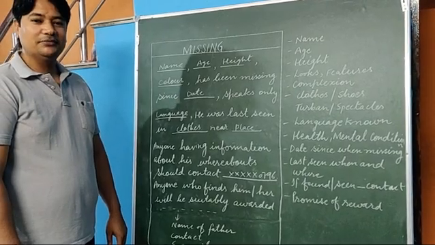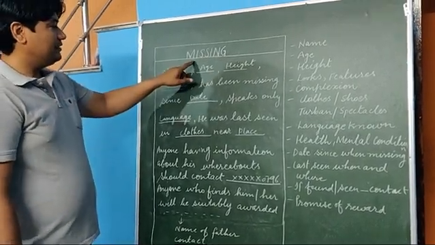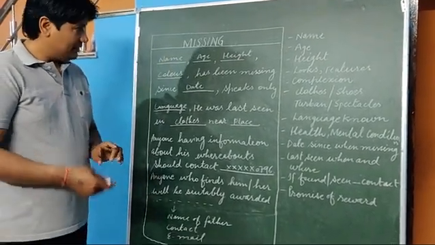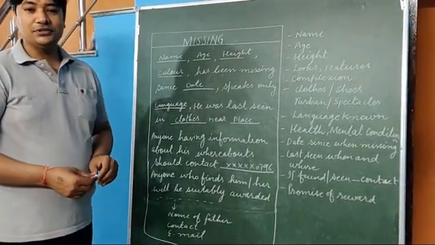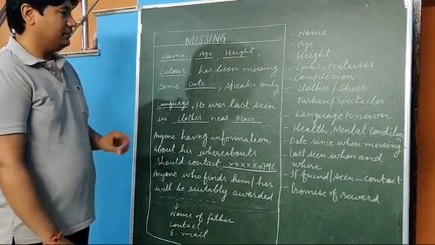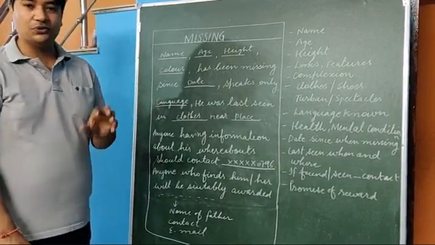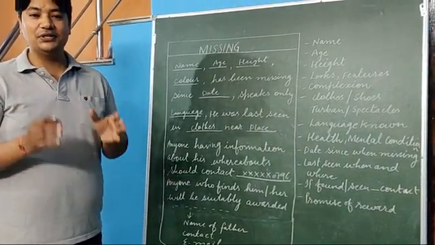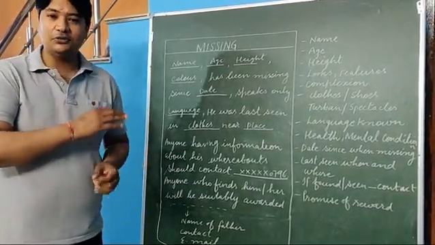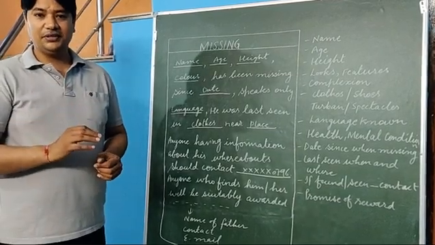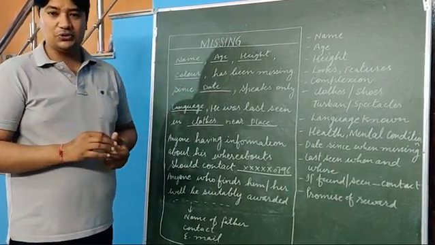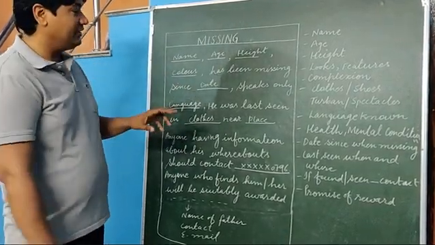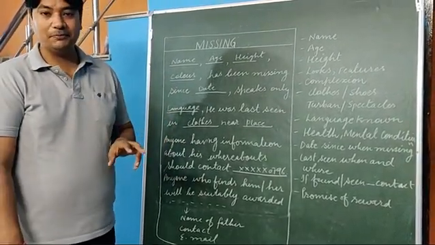Good morning, class 12. Today we shall discuss the next advertisement, missing. The situation is very critical, dear students. When any child or family member has gone missing, the family members become very tense and worried, and they start looking here and there. They also go to the police station. And when they are not able to find the person or the child, they take the help of newspapers.